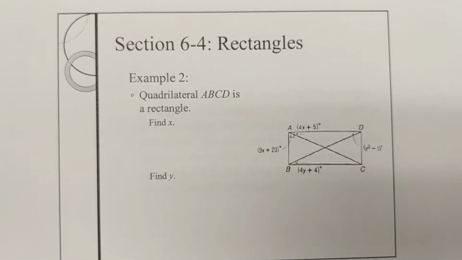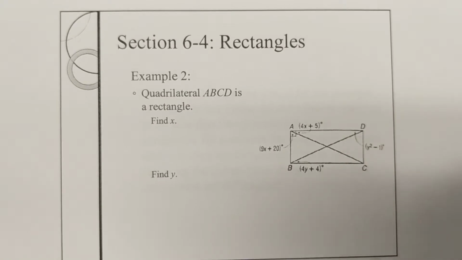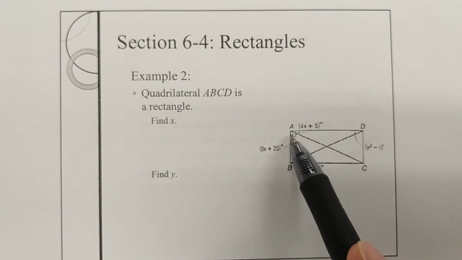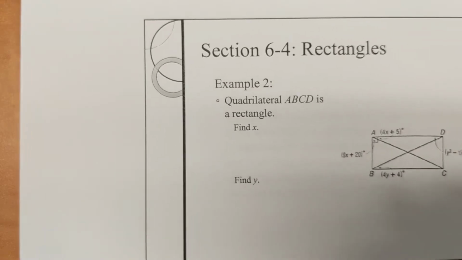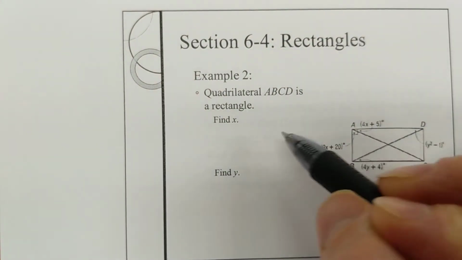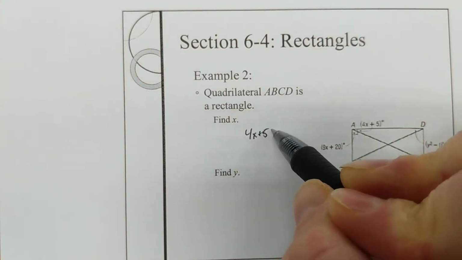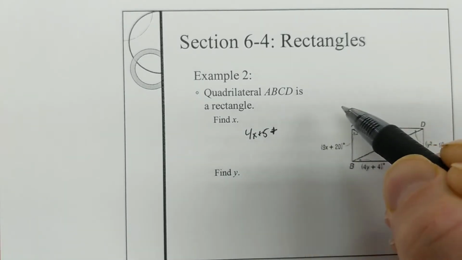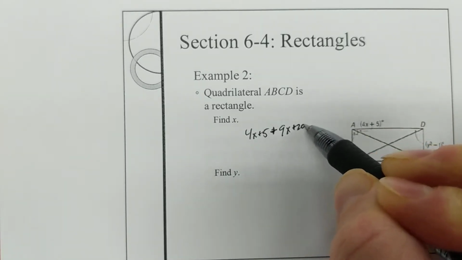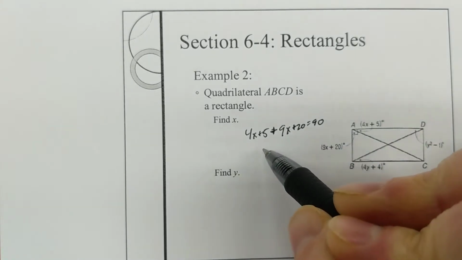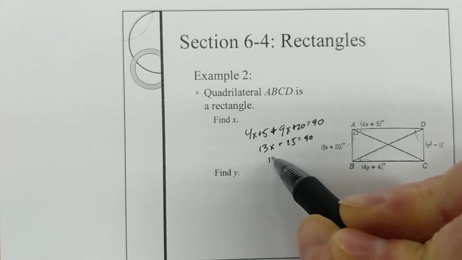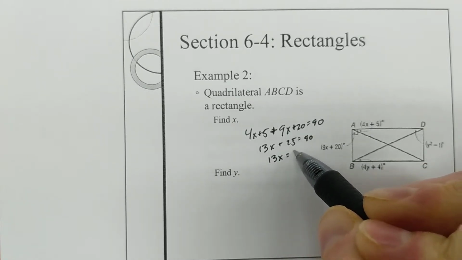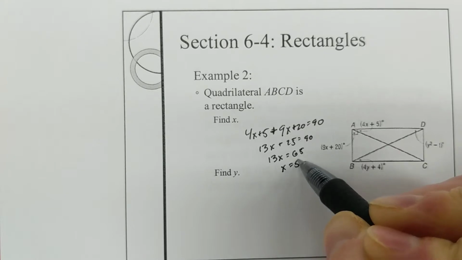Okay, example 2, once again we have a rectangle, says find x, find y. If you look at the x's, they're up here in corner A, so there's 9x plus 20, there's 4x plus 5. Since they are both in corner A, they have to add up to make 90 degrees. So 4x plus 5 plus 9x plus 20 equals 90. So that's 13x plus 25 is equal to 90. 13x is equal to 65, so x is 5.